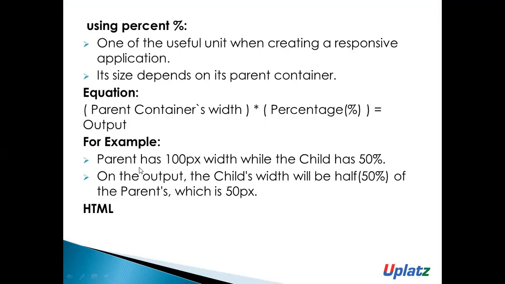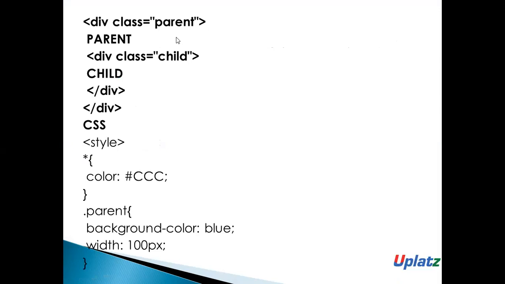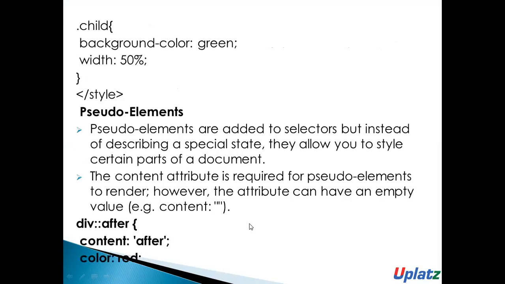So for example, you can see the parent has 100% width while the child is 50%. So the output, the child width, would be half, 50% of the parent, which would then be like 50px. So this is how you need to calculate. So for HTML, it's the parent and child. For star, I'm just setting a color. For the parent, I'm making the background blue with 100, and the child is green and 50. So when you run this, you'll be able to see the difference.